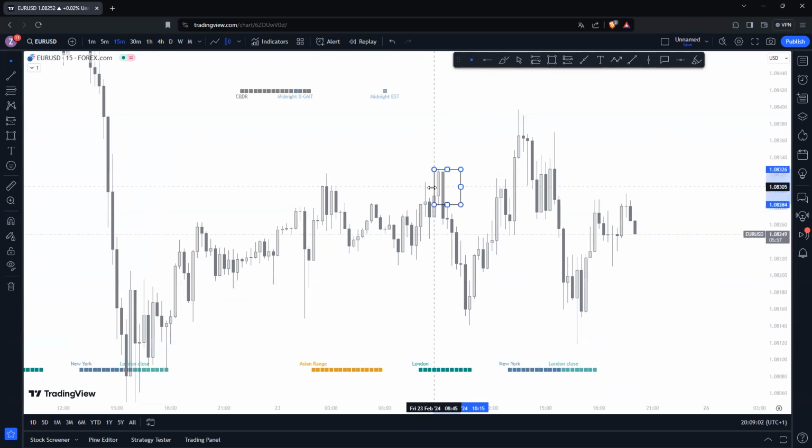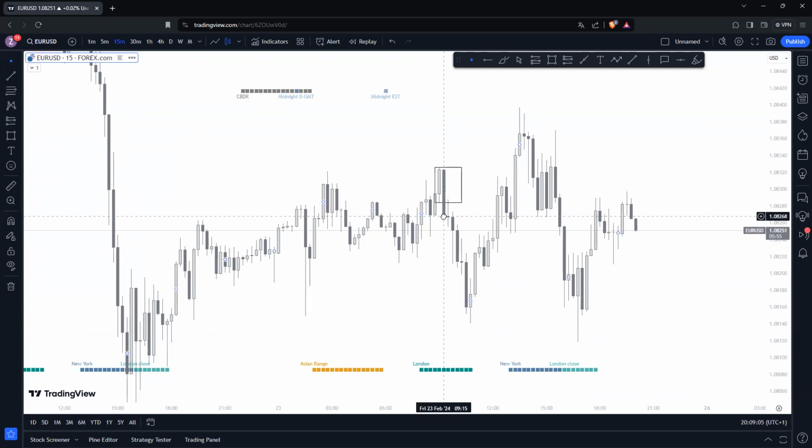The last one before the down move. As you can see, body closure. Price retested it with a wick. This is unfresh. Get it?